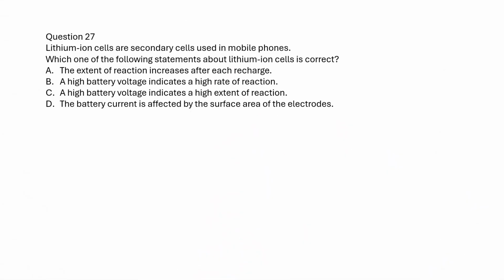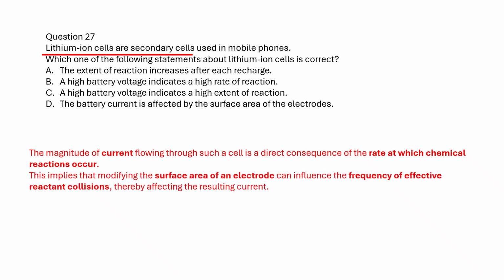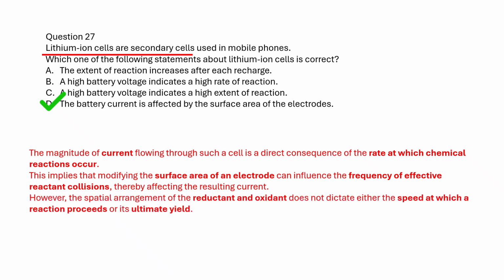As secondary cells, lithium-ion batteries are widely utilized in devices like mobile phones. The magnitude of current flowing through such a cell is a direct consequence of the rate at which chemical reactions occur. This implies that modifying the surface area of an electrode can influence the frequency of effective reactant collisions, thereby affecting the resulting current. However, the spatial arrangement of the reductant and oxidant does not dictate either the speed at which a reaction proceeds or its ultimate yield.